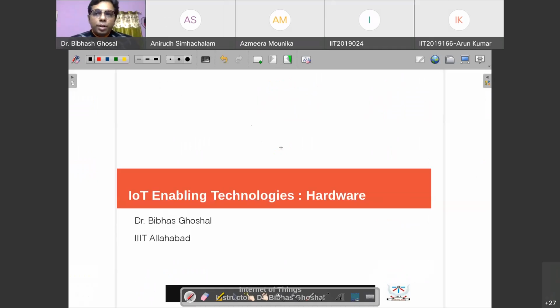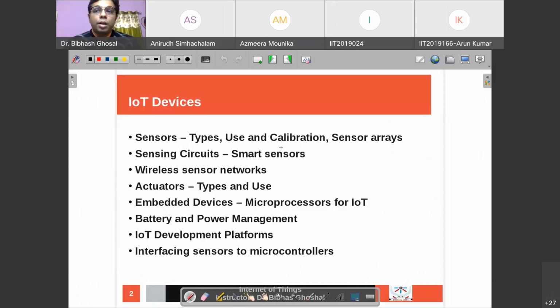So today we'll continue our discussion on the IoT enabling technologies, and we are currently talking about the different hardware components that are used to build an IoT ecosystem. So in the last class, we saw the basic components that are used to design any IoT system. And when we say component, we are actually referring to the hardware component.